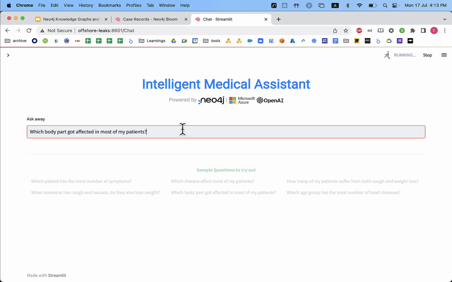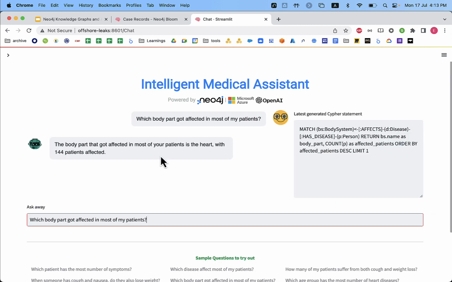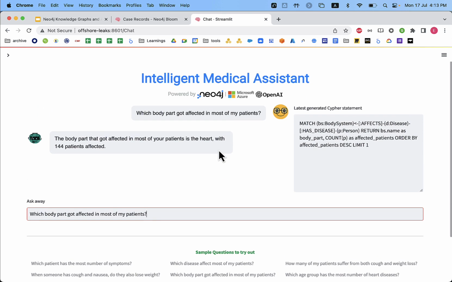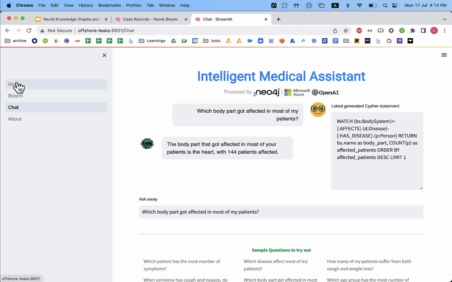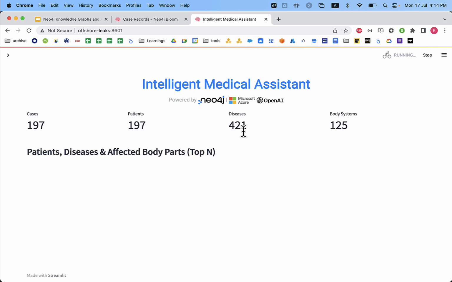Unless I have connected information of all my case history, I will not be able to get this particular insight. As you see here, most of my patients have some diseases that affect the heart. In this case, I have close to 144 patients who are affected. While the chatbot is a pretty user-friendly interface for users to interact with for any kind of questions that they want to ask, you can also build dashboards that give a tremendous amount of insights like this one.